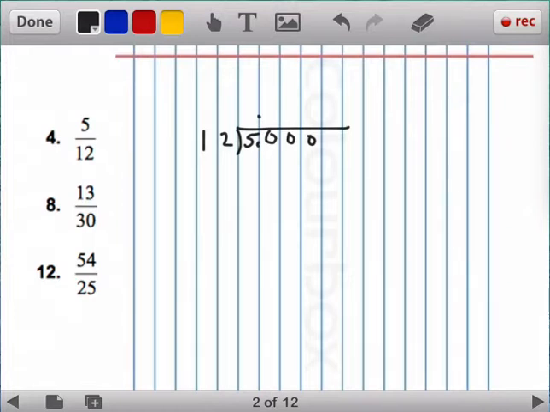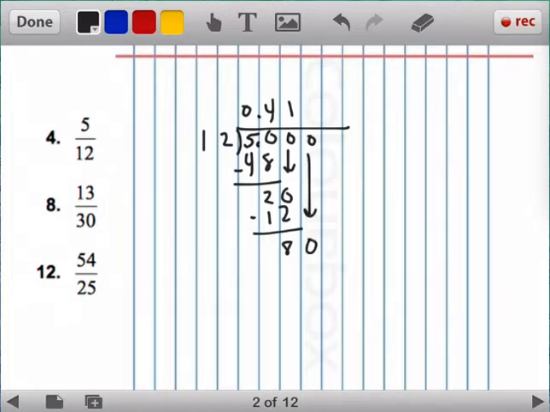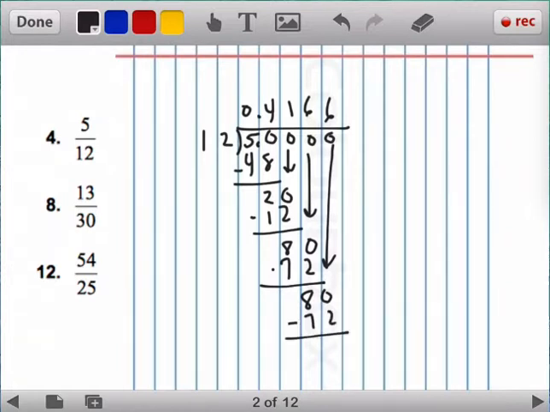12 goes into 5. No. 12 goes into 50. 4 times. 4 times 12, 48. Subtract. I get 2. Bring down a 0. 12 goes into 20 once. 1 times 12 is 12. Subtract. I get an 8. Bring down a 0. Get 80. 12 goes into 80 6 times. 6 times 12 is 72. Subtract. I get an 8. Bring down another 0. Get 80 again. 6 again. 6 times 12 is 72. Subtract. I get 8 again.